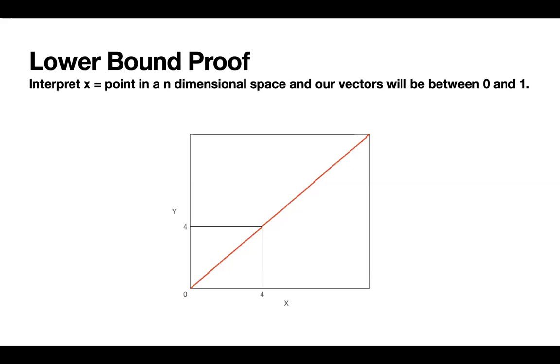So the way we're going to set up this problem is by interpreting an array x as equaling some points in an n-dimensional space. And our vectors will be between the values of 0 and 1.